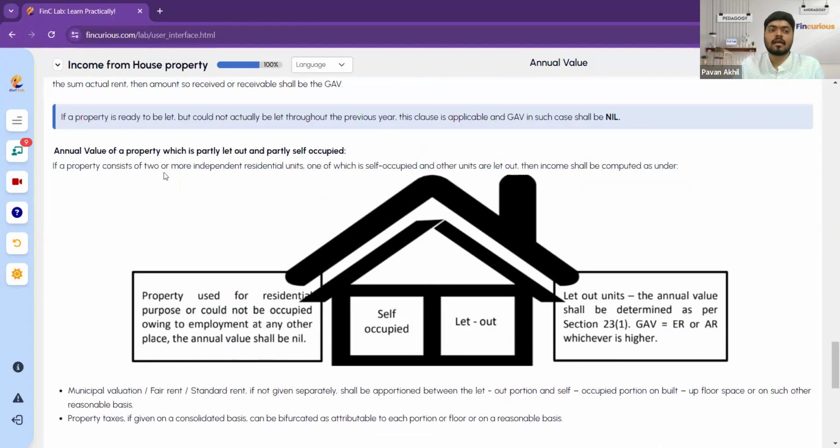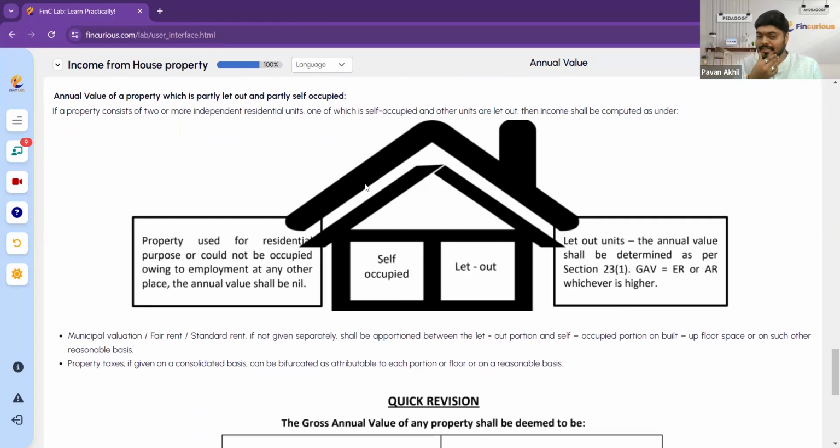So now, annual value of the property which is partly let out and partly self-occupied. Oh, this is very interesting. So what do you mean by partly let out, partly self-occupied? For example, in a house, there are ground floor and first floor. In the ground floor, I am staying, and the first floor I gave for let out.